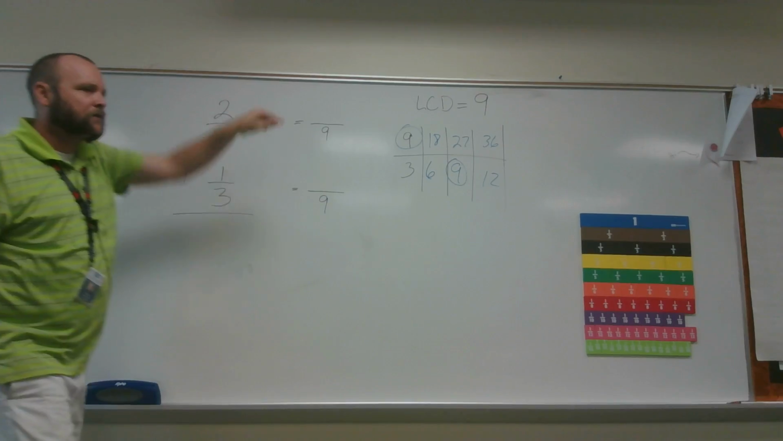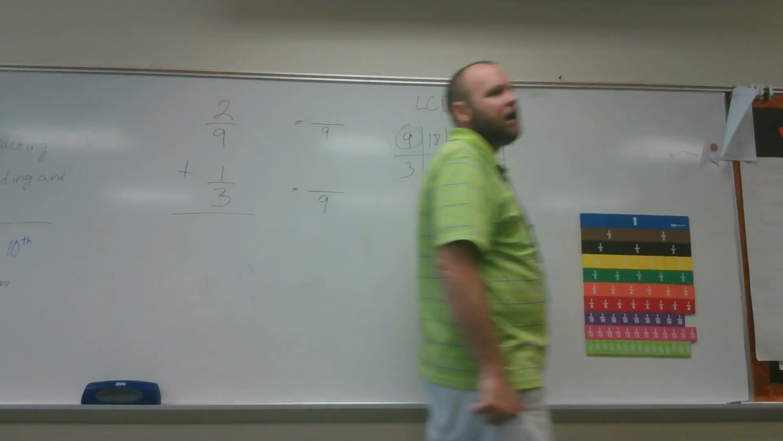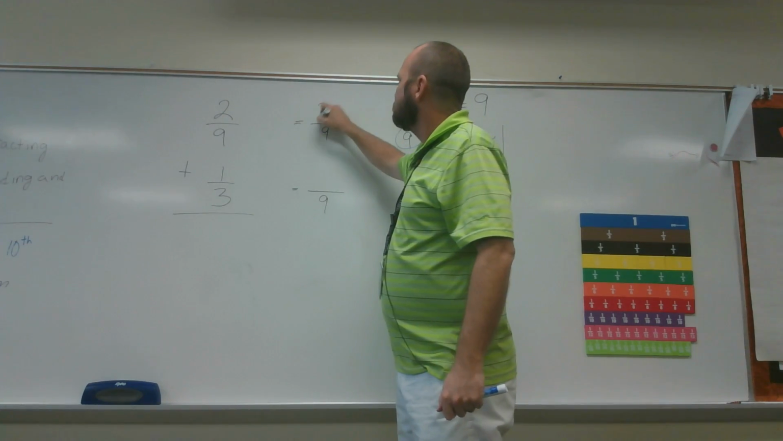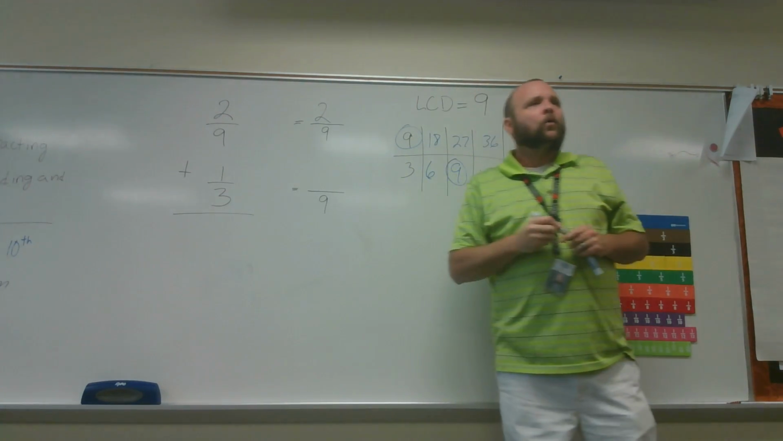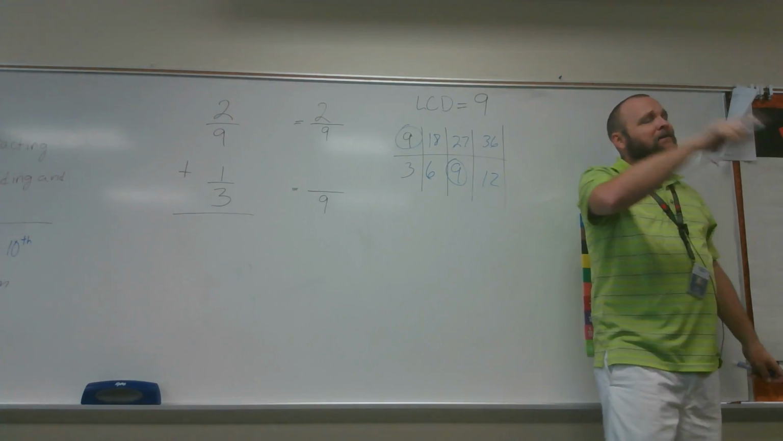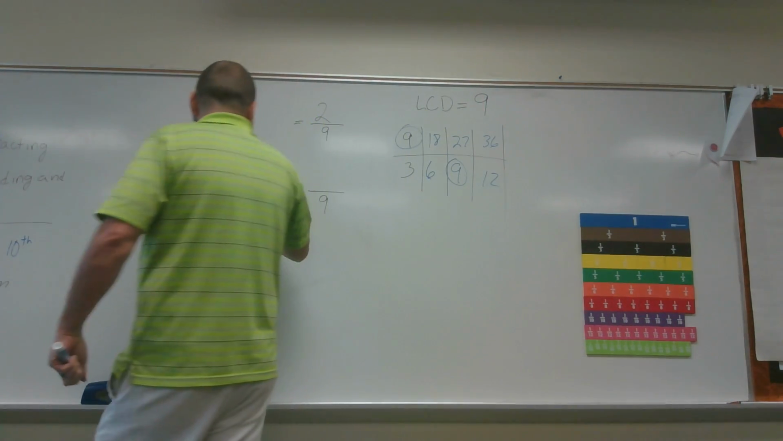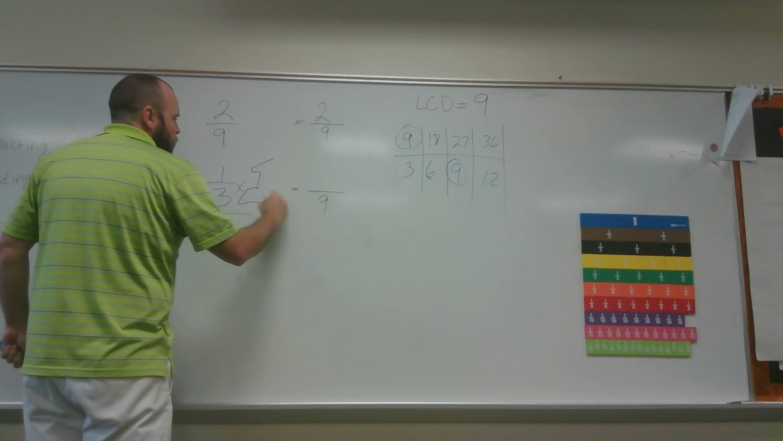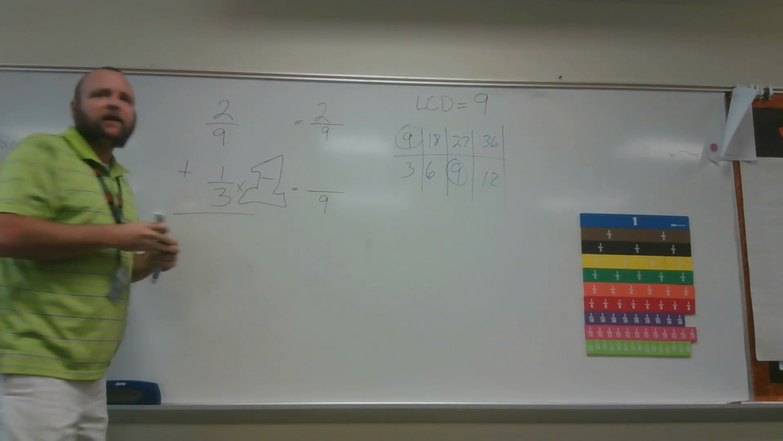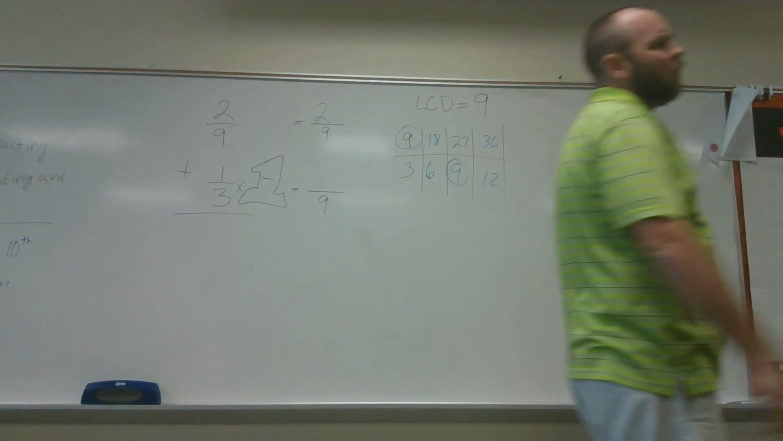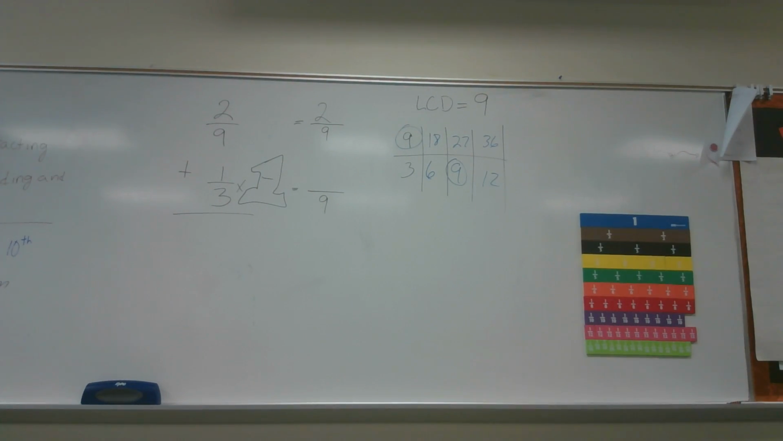Now, 2/9 already has a denominator of 9, so I don't need to mess with that one. That stays 2/9. 1/3, however, does not have a denominator of 9. Therefore, we need to multiply 1/3 by a fraction that equals 1, so that I change the way it's written, but not the value of it.